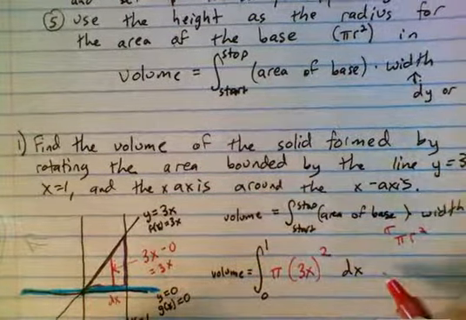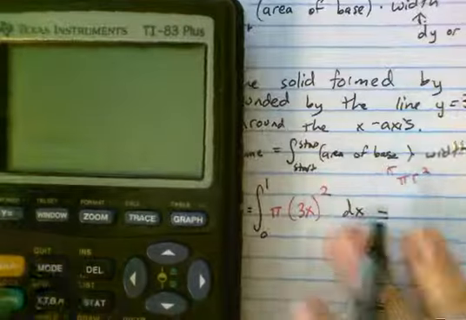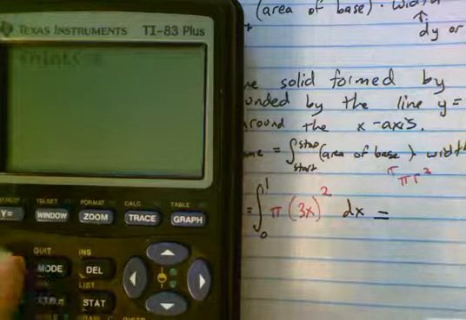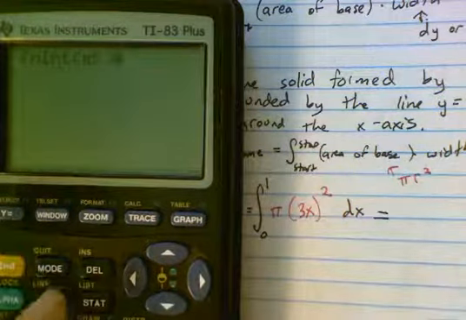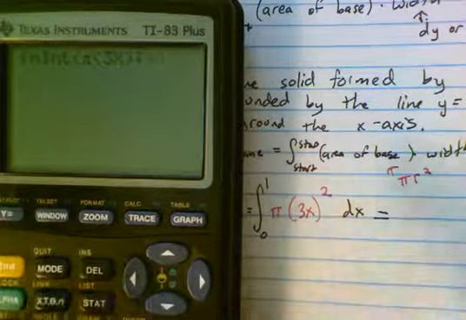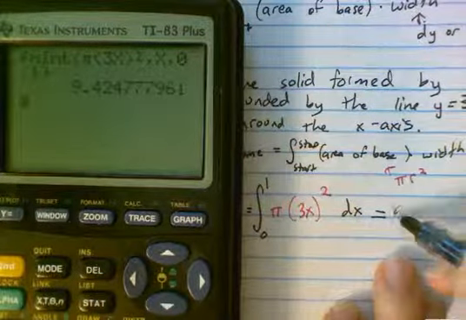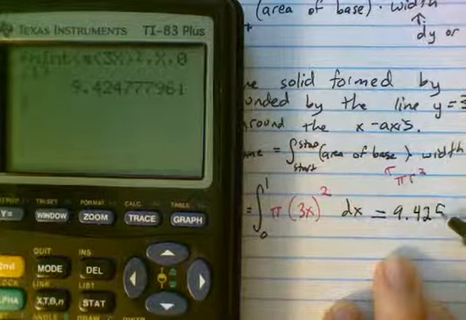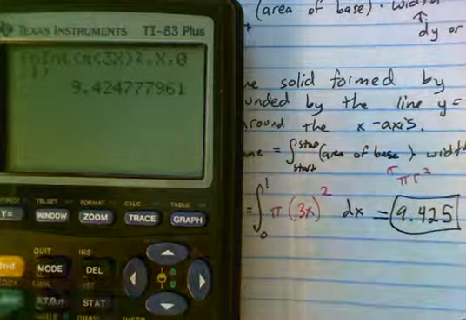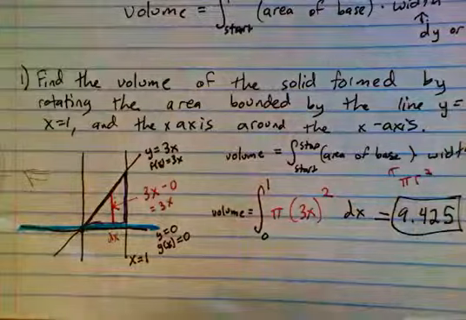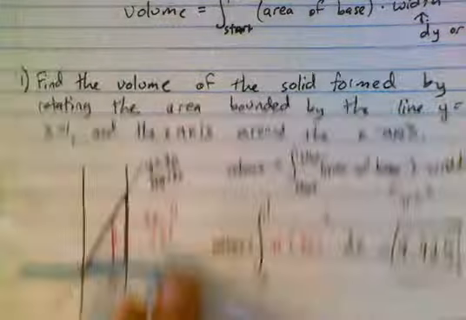We can take that, plug that into our calculator, find that value. This one, of course, you could do by hand as well, but since the friendly calculator is sitting right here, we might as well do this. Pi, make sure in parentheses, (3x) squared, comma x, comma 0, comma 1, 9.425. Okay, let's do a couple more of those, and that will be it for this lesson.